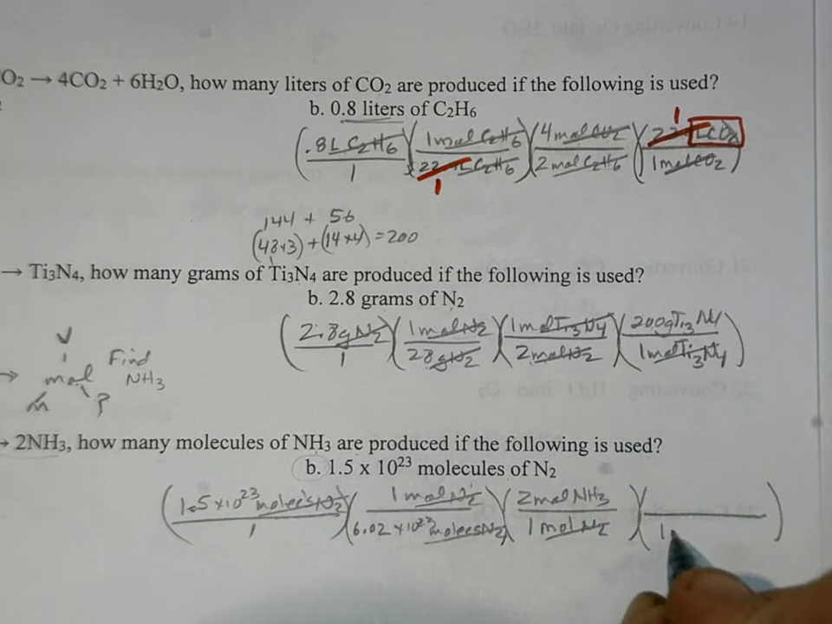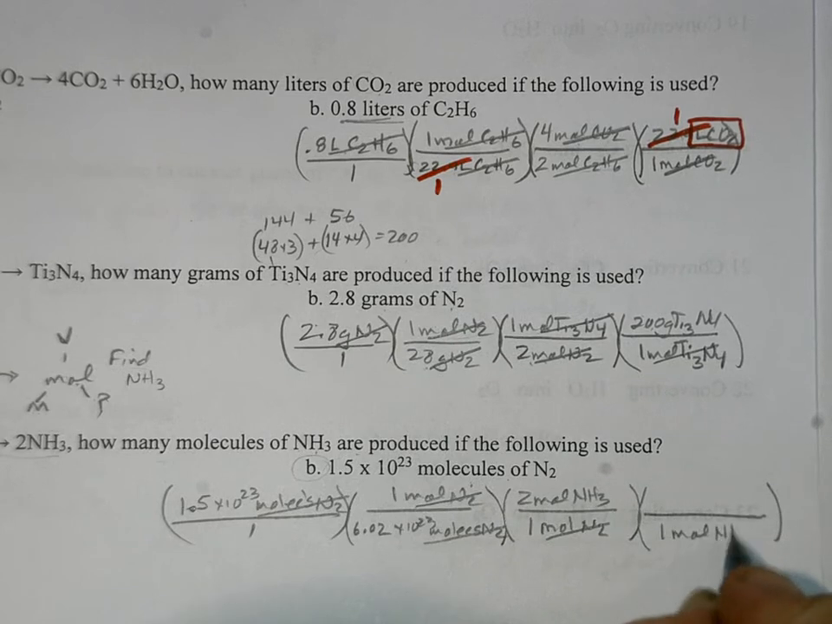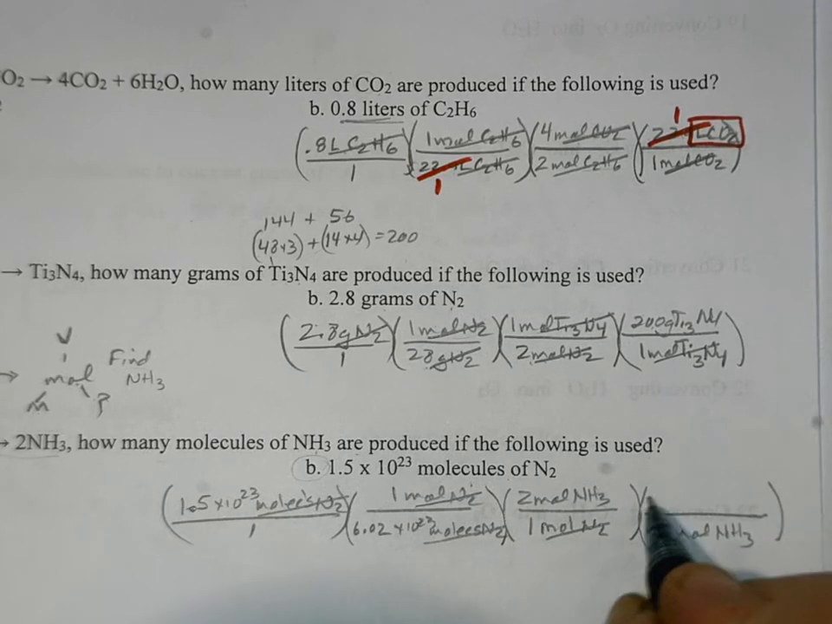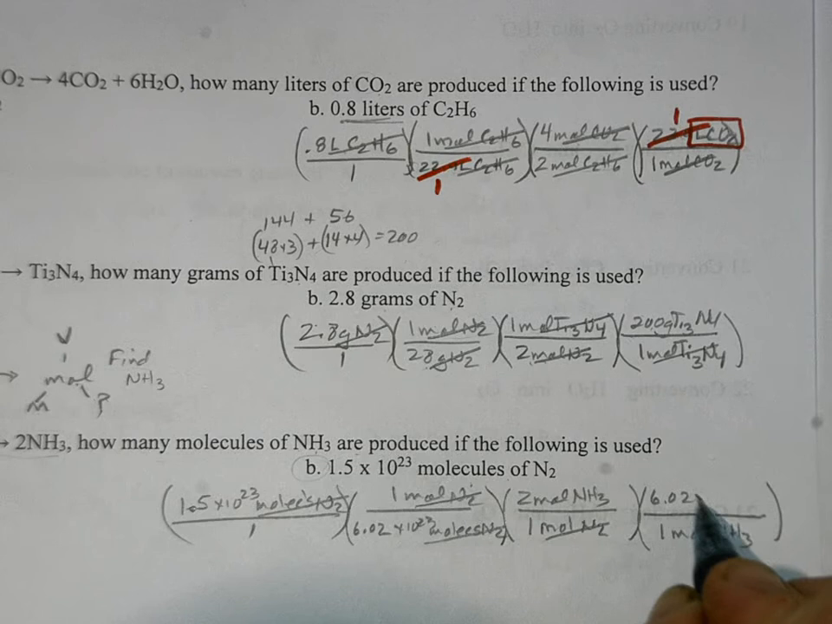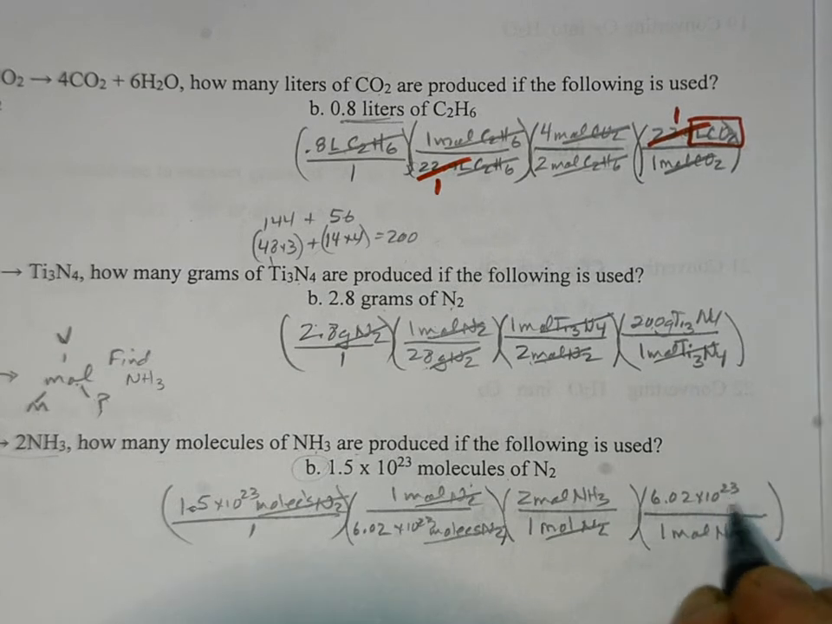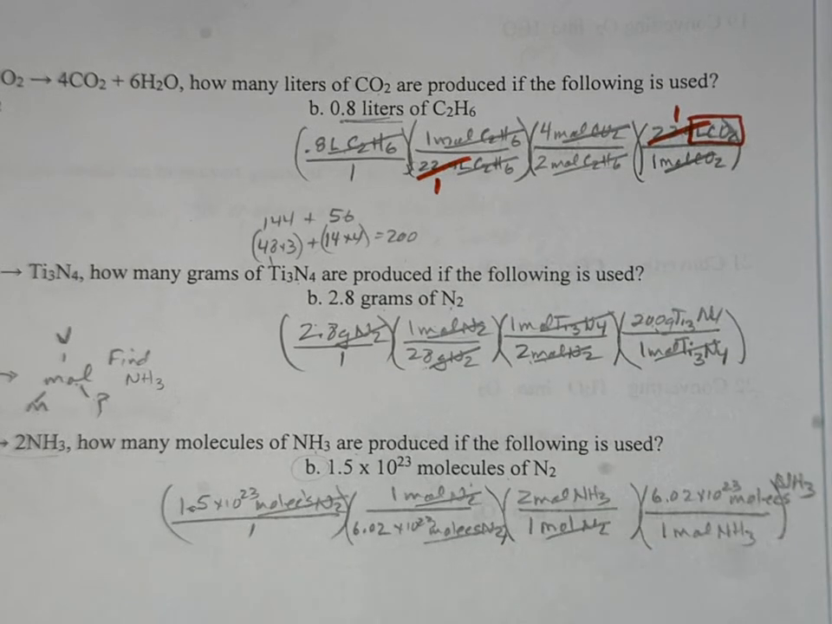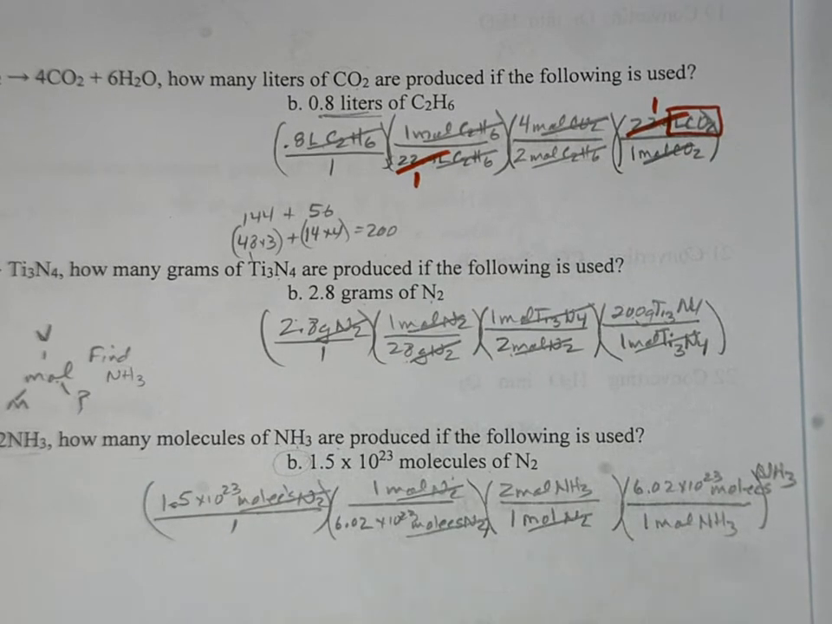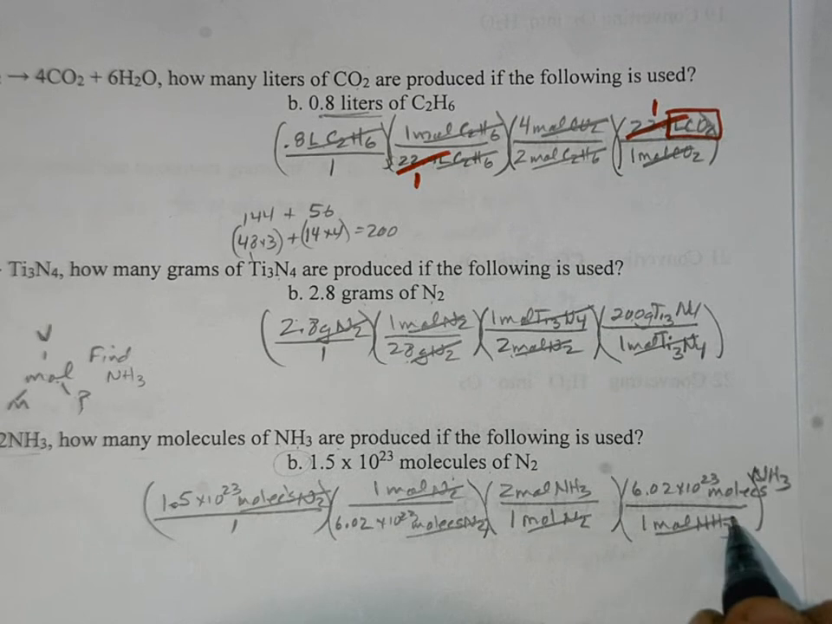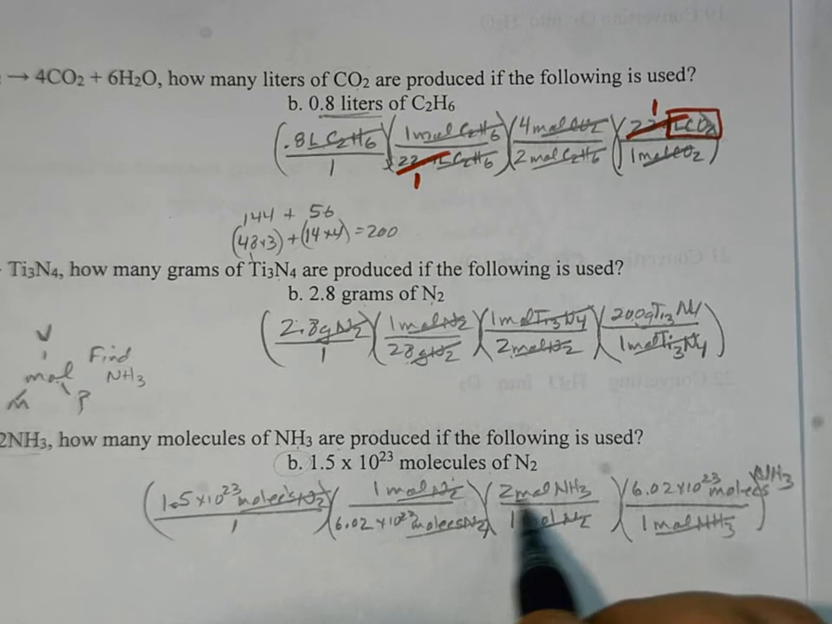So we're going to say 1 mole of NH3, which is ammonia, is going to be 6.02 times 10 to the 23 molecules of NH3. And let's see if I've set this up right. I can cancel moles of NH3 with moles of NH3.